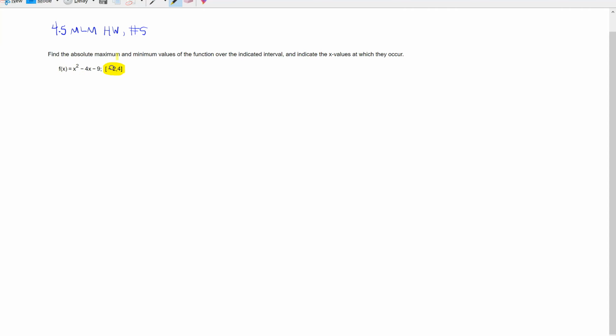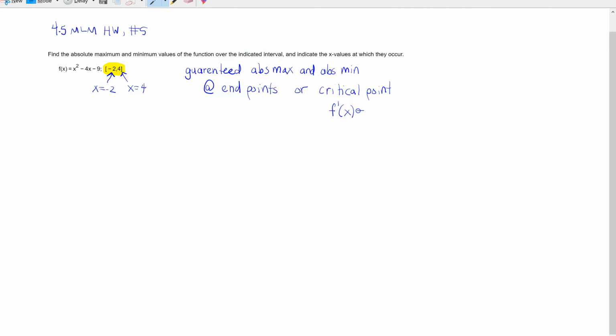Now, whenever we're looking at a continuous function over a closed interval, we are guaranteed to have an absolute max and an absolute min. Either at one of the endpoints on the interval, so either where x is equal to -2 or x is equal to +4 in this case, or at a critical point. Now the critical point, remember, that's when you set your first derivative equal either to 0 or to undefined.